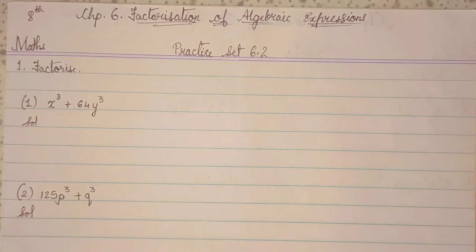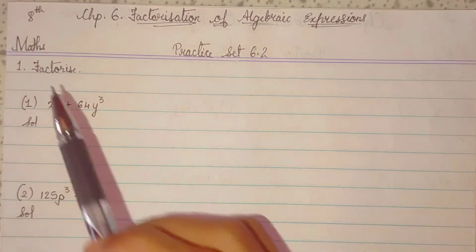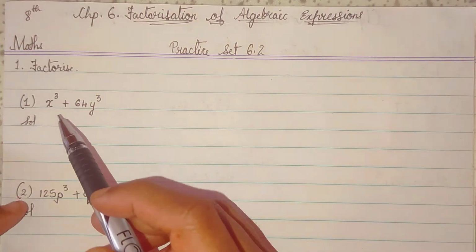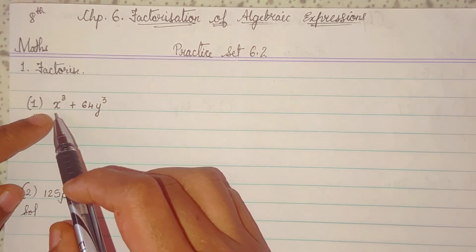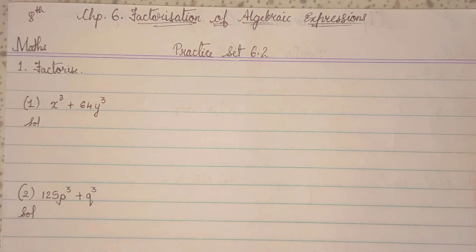Standard Maths Chapter 6, Factorization of Algebraic Expression, Practice Set 6.2. So first question, factorize. The question is x cube plus 64y the whole cube.